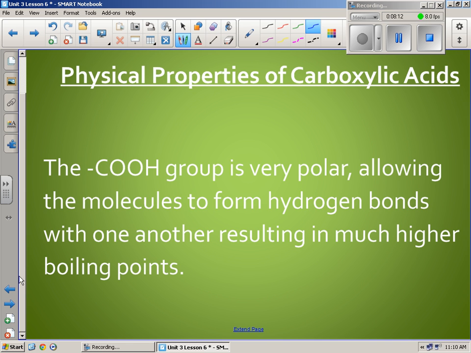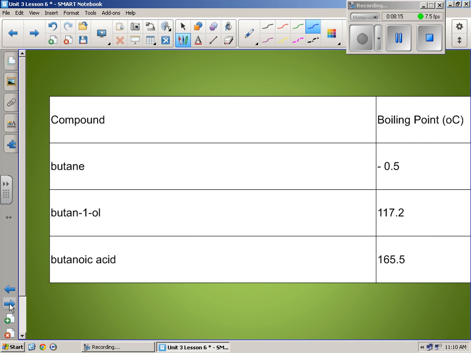To form hydrogen bonds with one another, resulting in much higher boiling points. You know, here's an example. These are some of the ones that we've compared, and this is a good comparison. You should understand this. Butane is nonpolar, London forces. Probably lower melting boiling points, right? Look, negative 0.5, but let's call it 0, okay? Alcohol, butan-1-ol is what we did yesterday. That's an alcohol. That's got an OH group attached to it. So the only difference between butane and butan-1-ol, of course, is the OH group, right? I mean, that's the only difference.